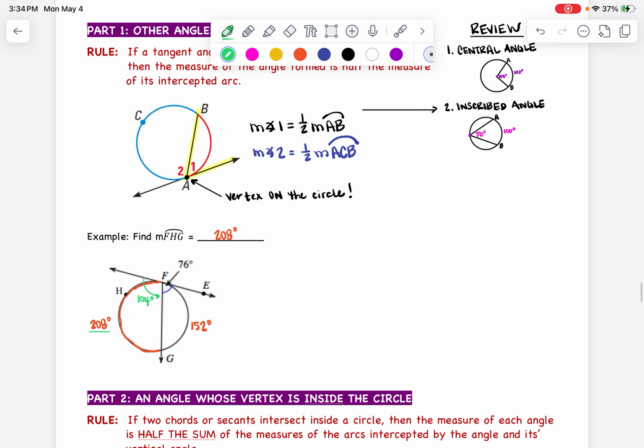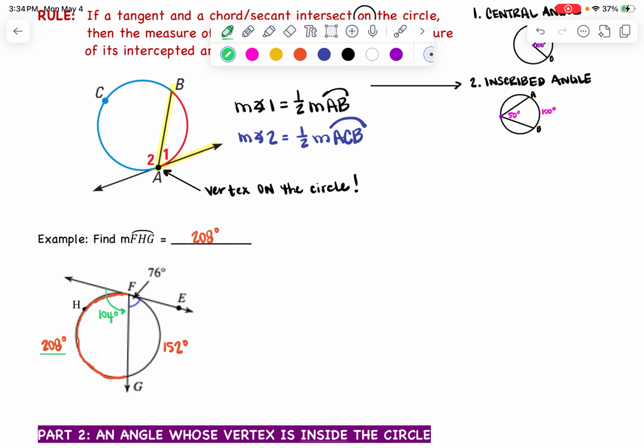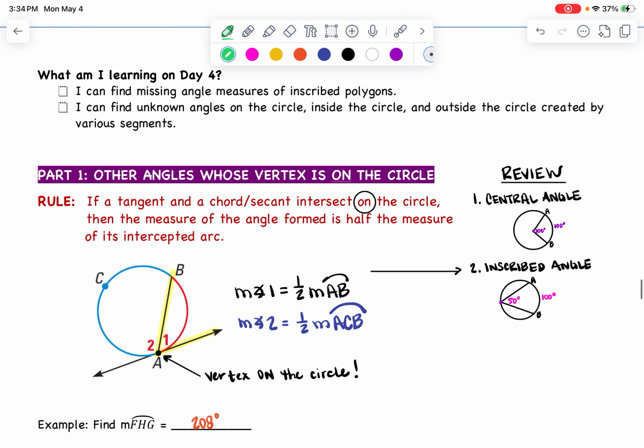Okay, so there are some tricky ones on your homework today, right? So you really just need to ask yourself, where's my vertex? Is it on the circle? Is it inside the circle? Or is it outside the circle? Because that's going to determine which of the 3 formulas you use.